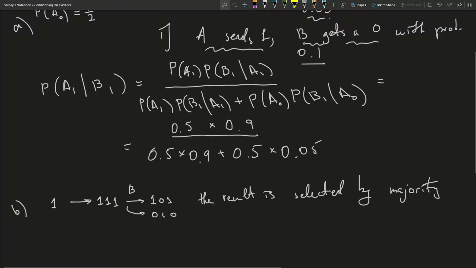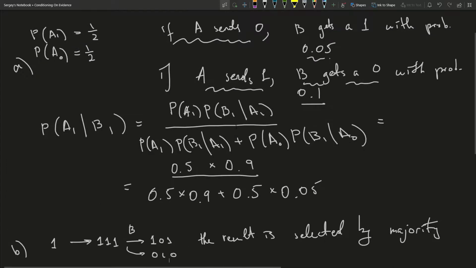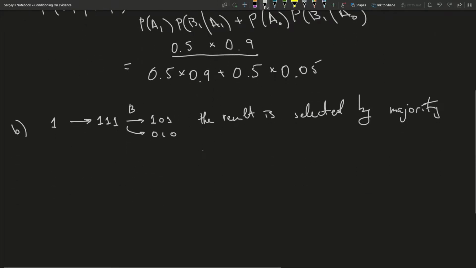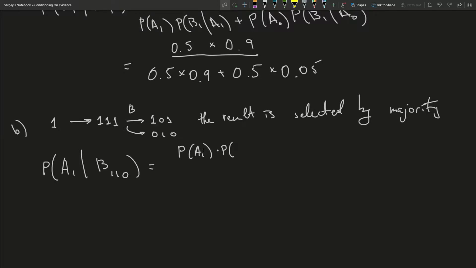And we're told that the initial likelihoods of Alice sending a 1 and a 0 are still the same, and the error rates are still the same. And we're asked that, given that Bob has received 1, 1, 0, what is the probability that Alice intended to convey a 1? So as before, we apply Bayes' rule and the law of total probability.